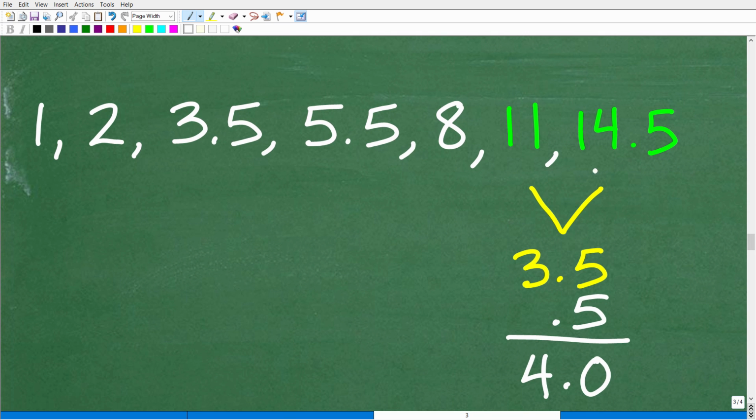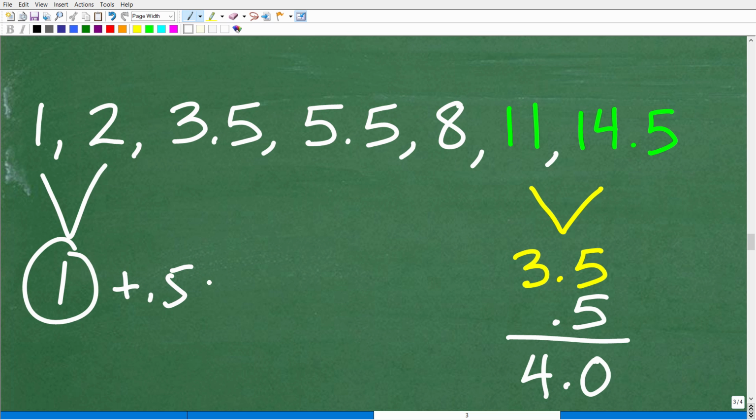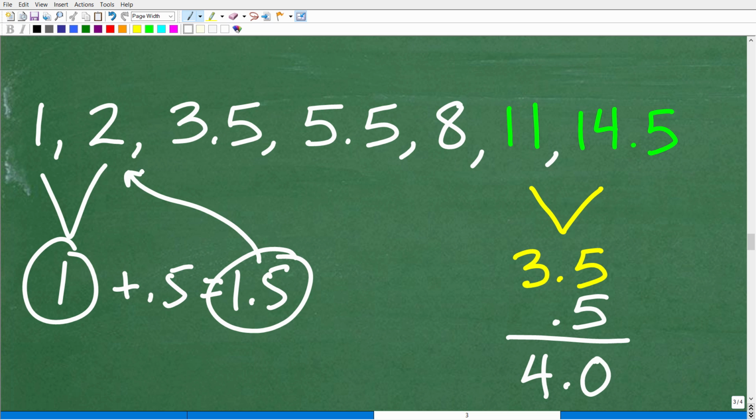Again, you remember, we take a look at two numbers, like 2 and 3.5, the difference is 1.5. Once we have that, we add 0.5. Then we add it to the previous number. Okay. All right, so let's go ahead and finish this up.